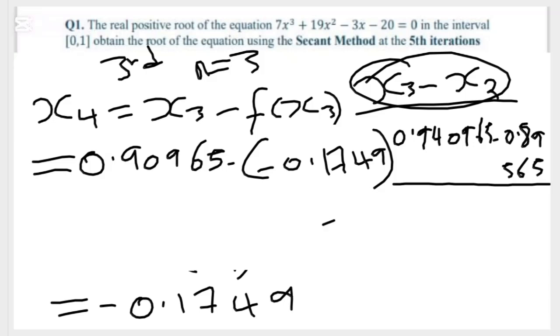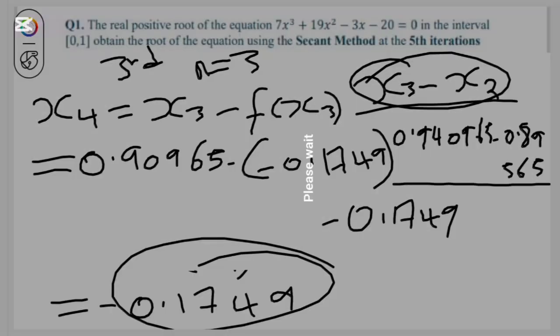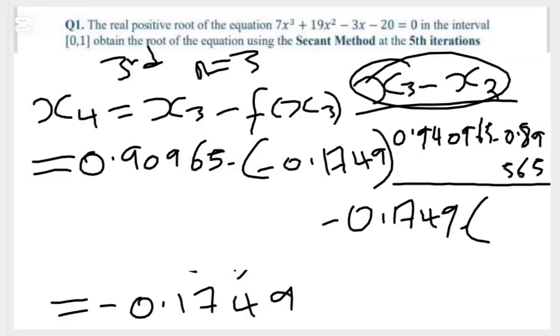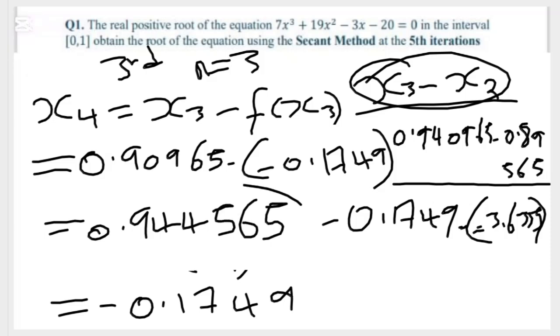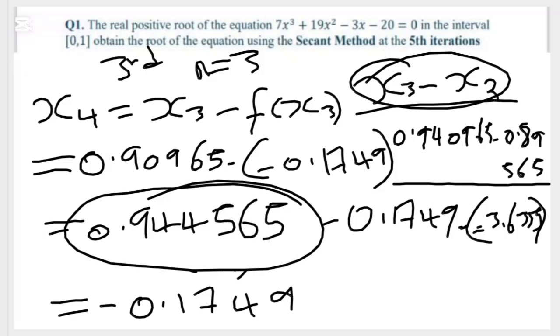So f of x3 is negative 0.1749, which is what we found here, and therefore minus the f of x2, which is negative 3.3335. So we have minus and minus here. So at the end, what am I going to get? This will now be equal to 0.94465 as my x4.